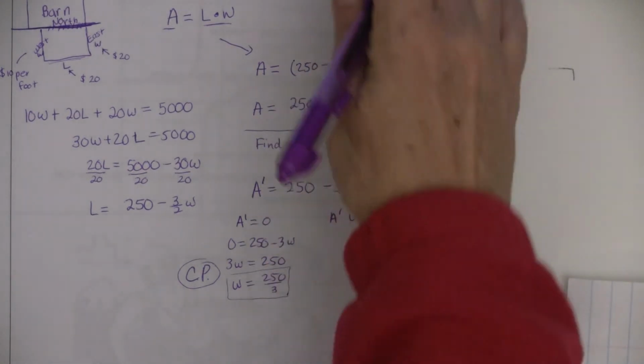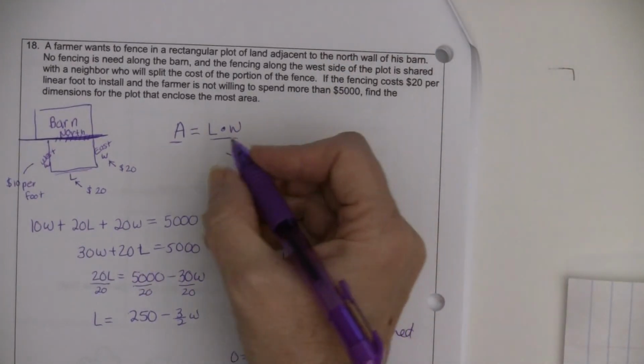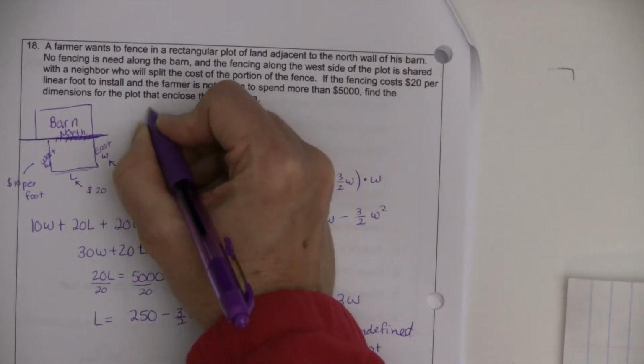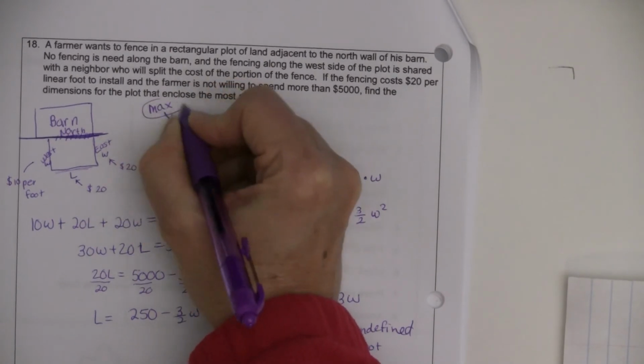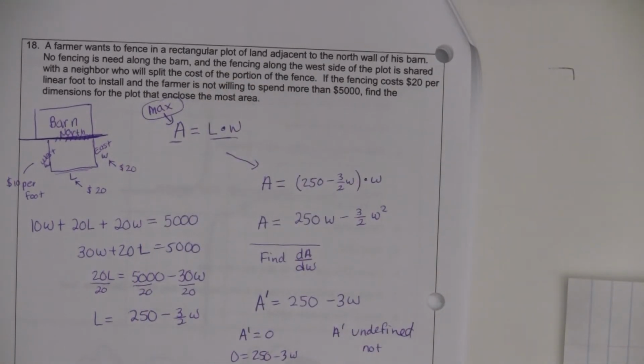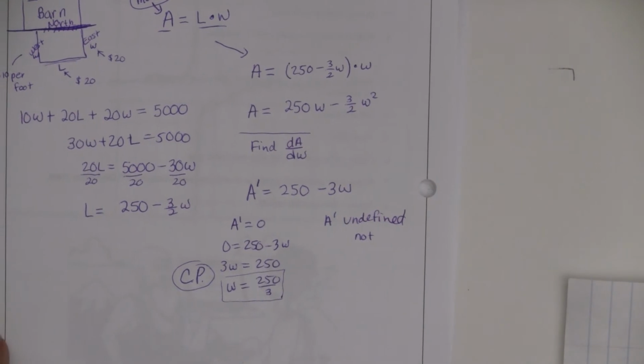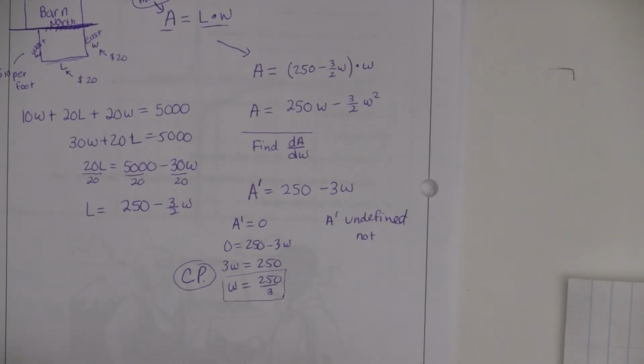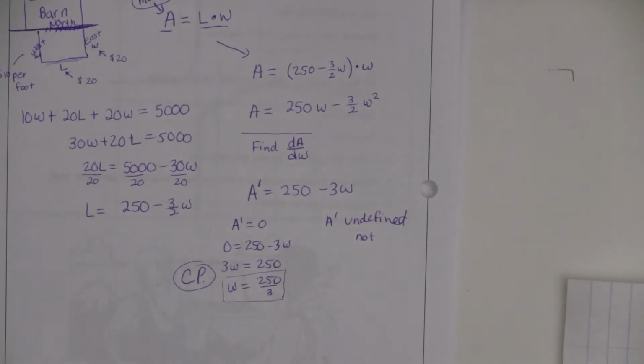Because that's what I was trying to maximize, right? Enclose the most area. This is what I'm trying to maximize. I'd like to maximize that. And so now I want to prove that this is a maximum value of that. So how you can prove that is by taking the second derivative.